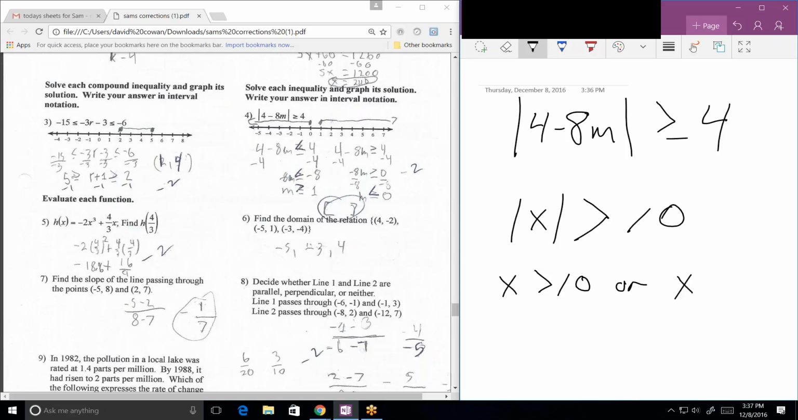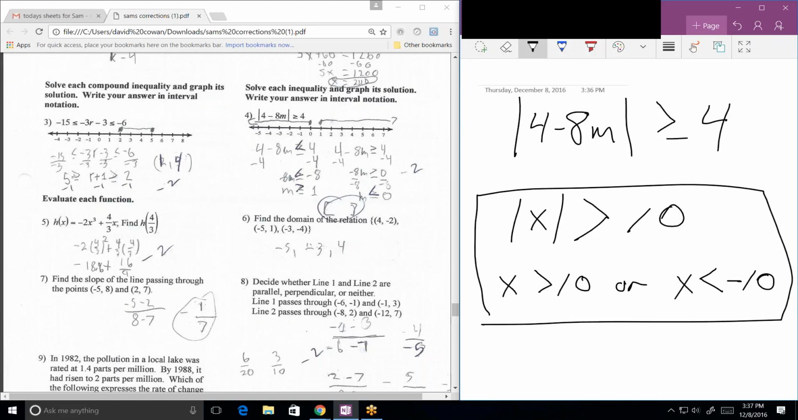Or, for the second part, you have to do two things. You have to change the direction, and you have to change the signs on the number. So that's what this means. Okay? And if you know what this means, then you have to use the same exact logic on your problem.